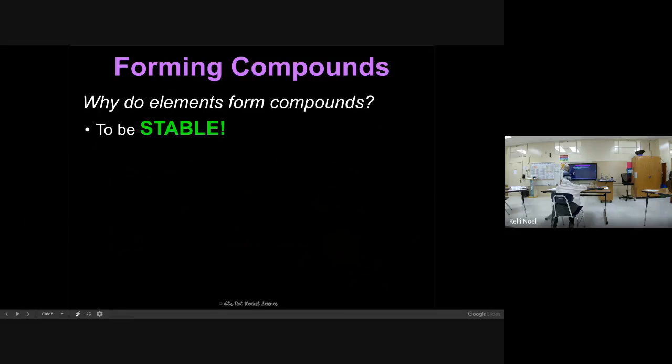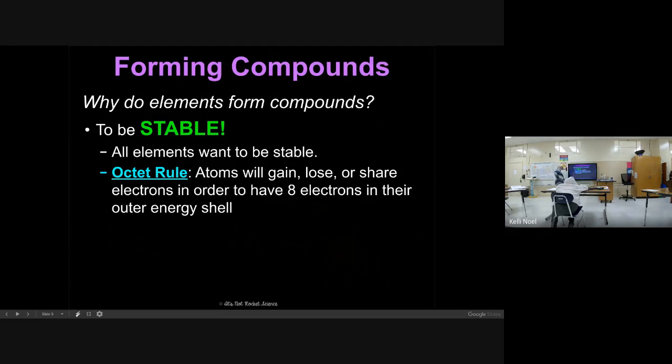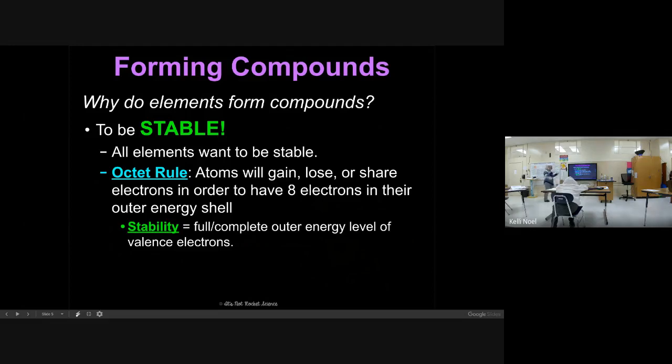So why is it that they form compounds? We mentioned in our bell ringer, to be stable. So all elements want to be stable. We have a rule called the octet rule. OCT means 8. So atoms are going to gain, lose, or share electrons in order to have 8 electrons in their outer energy shell. That means they are full, complete. They're stable. They cannot hold any more valence electrons. They do not want to share anymore once they reach 8. So they're going to combine with other elements to reach that 8 in the outer energy level.